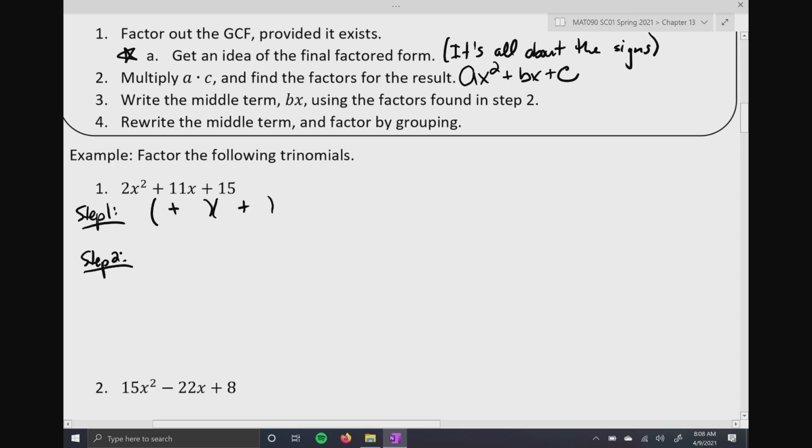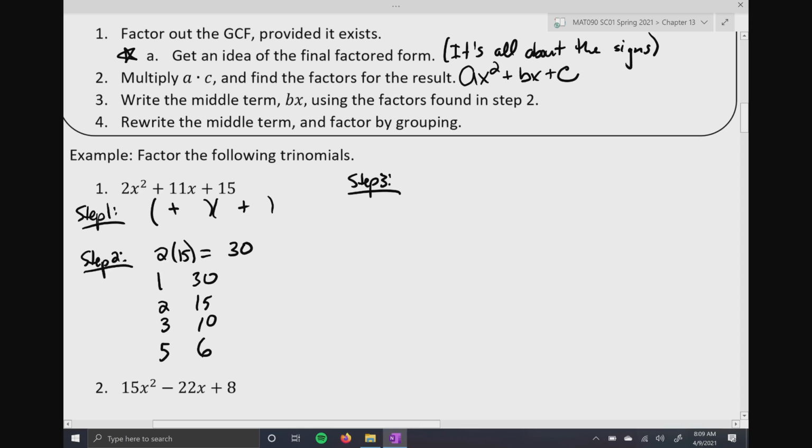Step 2. We're going to multiply A times C. So in this situation, it's going to be 2 times 15, which equals 30. Okay? Now we're going to write out the factors of 30. So 1 and 30, 2 and 15, 3 and 10, 5 and 6.